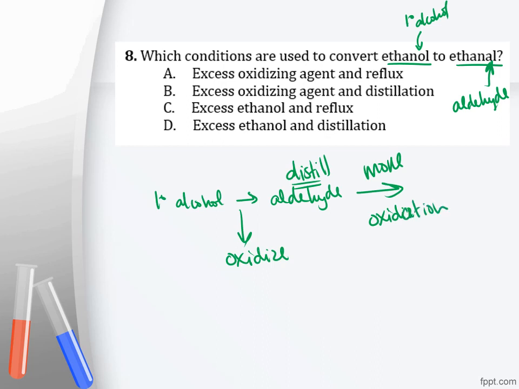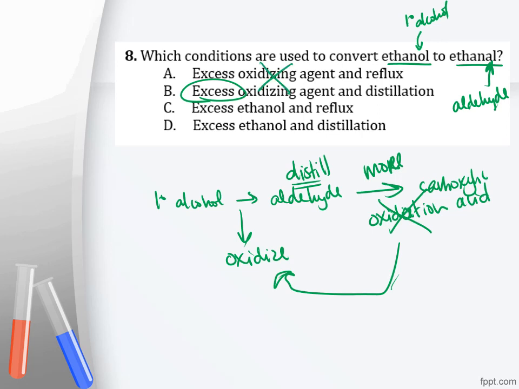If I want more oxidation, I can turn this guy into a carboxylic acid. If I don't want the carboxylic acid, I need to reduce the oxidation. I want to limit the oxidation, which means that I don't want excess oxidizing agent. I want less. I want to limit that oxidizing agent, which means A and B are out. So our answers are C or D. If I want to keep the aldehyde, we have to distill out the product. Our answer is choice D.